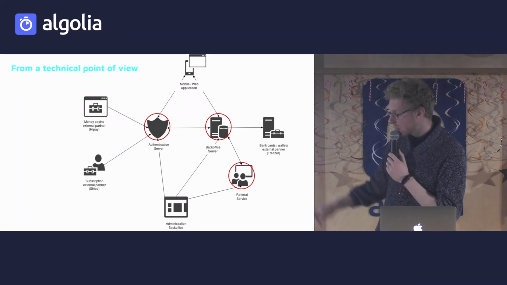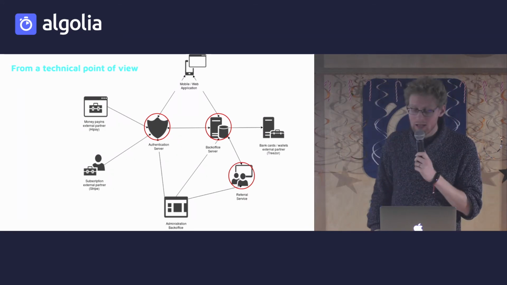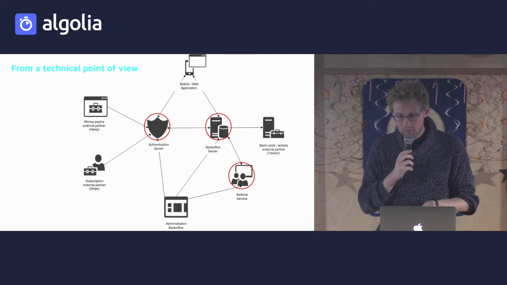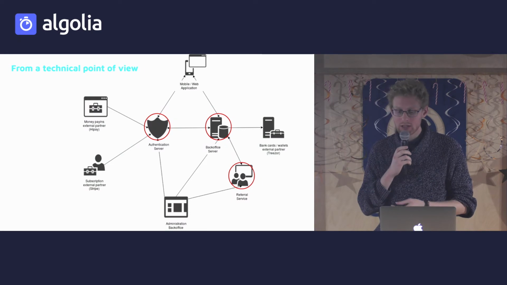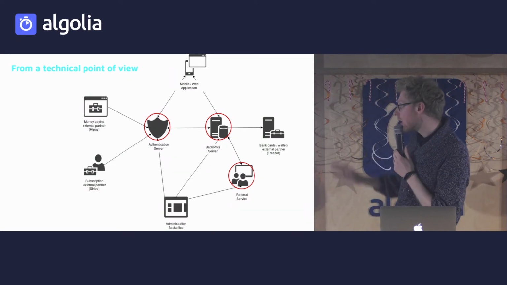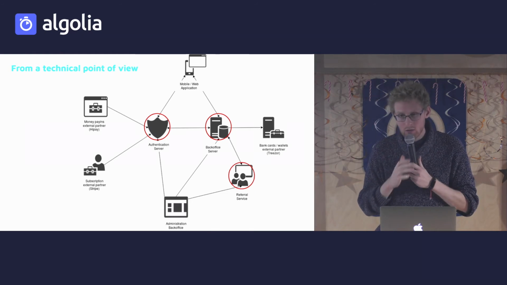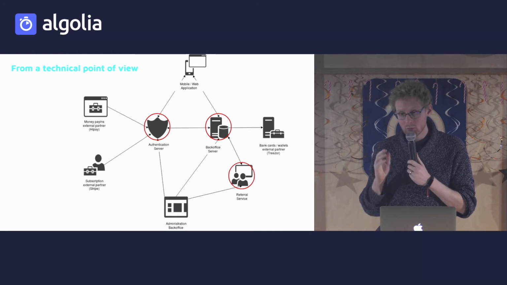So we have some small services like the referral service, and we have the administration back office, where our operation team will be searching the data. So there are a lot of different places, that you can see as an example in red, where we need to get information from when they want to search for information.